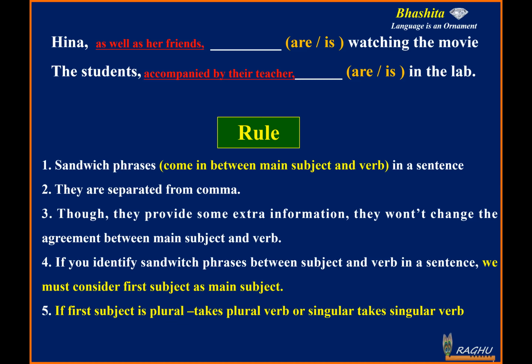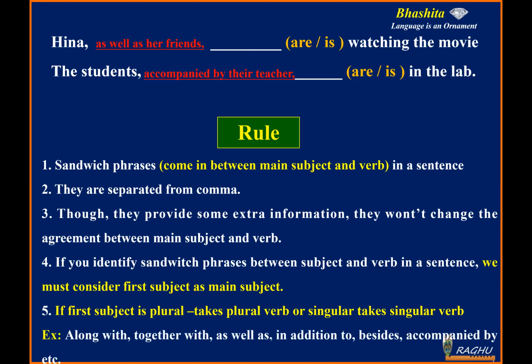If it is singular, it will take a singular verb. If it is plural, it will take a plural verb. As I have already mentioned, these sandwich phrases are generally created by using phrases like along with, together with, as well as, in addition to, besides, accompanied by. Remember that they provide only extra information, but they won't influence the main subject.